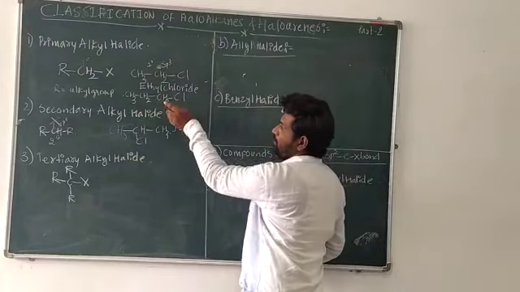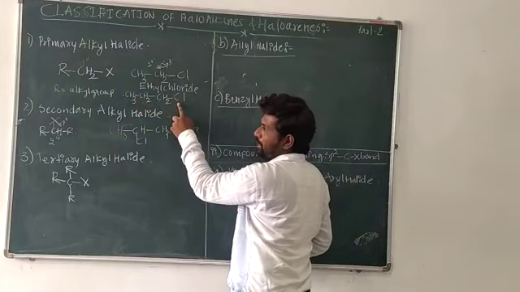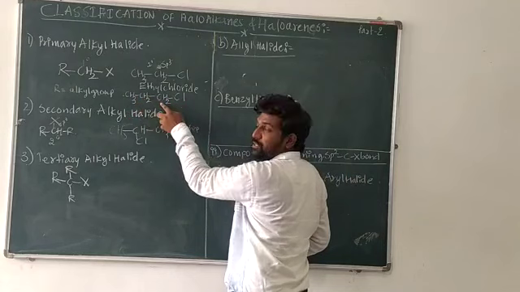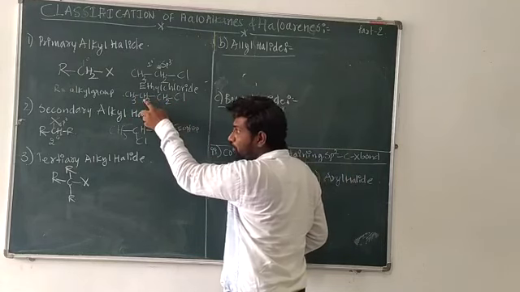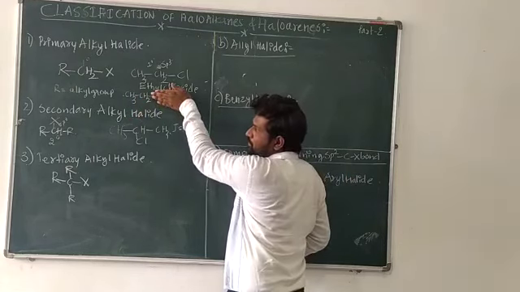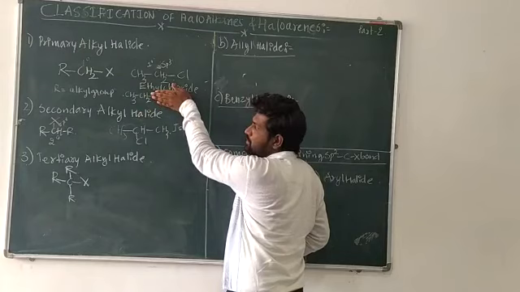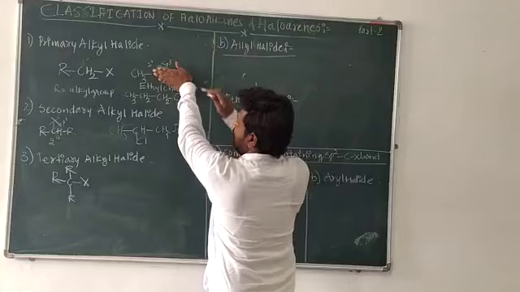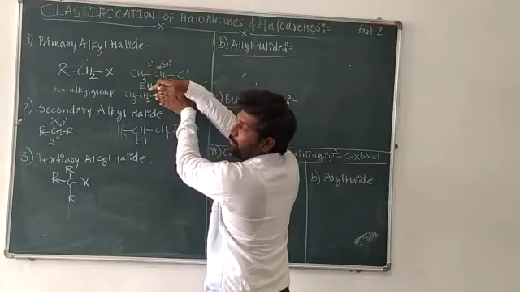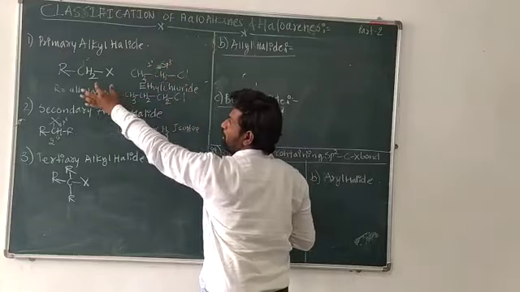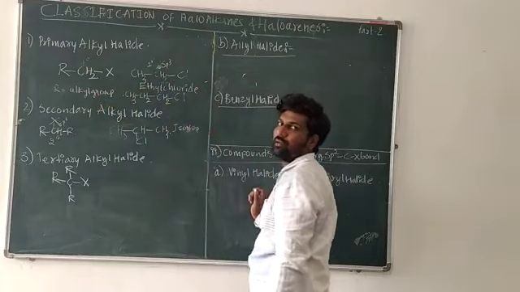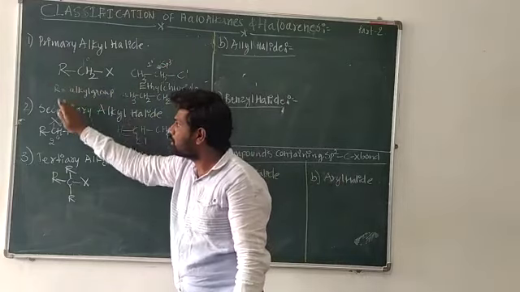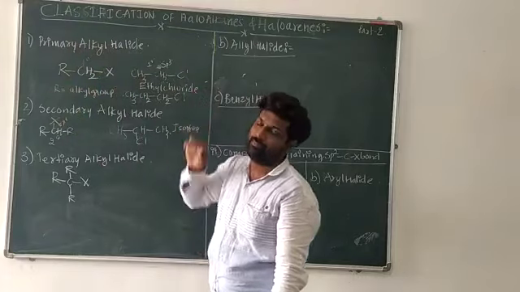Look at here. This is the halogen. This halogen atom is bonded to an sp3 hybridized carbon atom, meaning carbon-carbon single bond, which is bonded to only one carbon atom. So whatever this portion is, that is ethyl. This portion is methyl. So generally methyl, ethyl, propyl, butyl, which is bonded to the CH2X. That is the primary carbon atom. So generally alkyl CH2X is the general formula of primary alkyl halide.